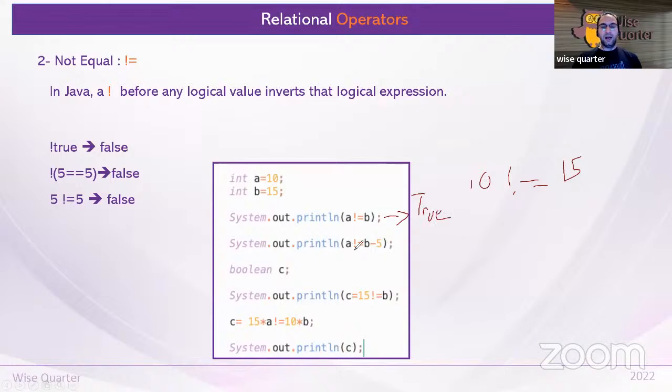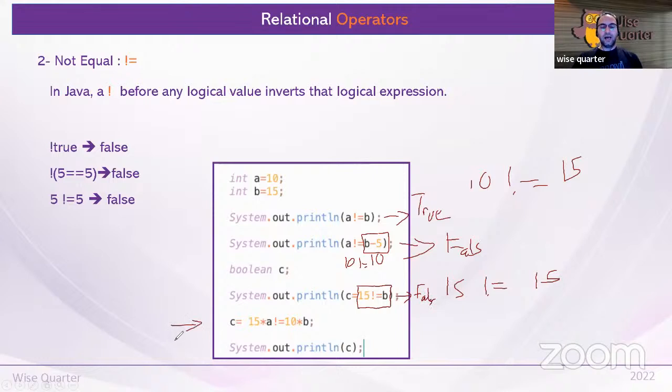It says A is not equal to B minus 5. First, let's calculate B minus 5, which is 10. A is also 10. 10 is not equal to 10. Is it true? No, they are equal. It means this is false. What about this one? First, we need to calculate the right side of the equation. So it says 15 is not equal to 15. It is false, right? So this one will print false.